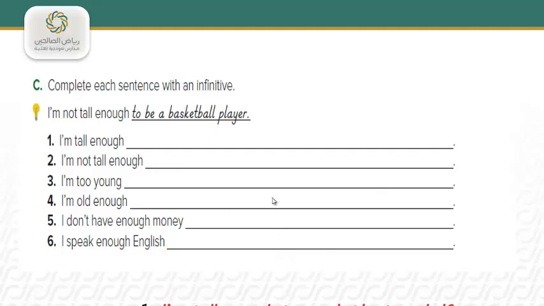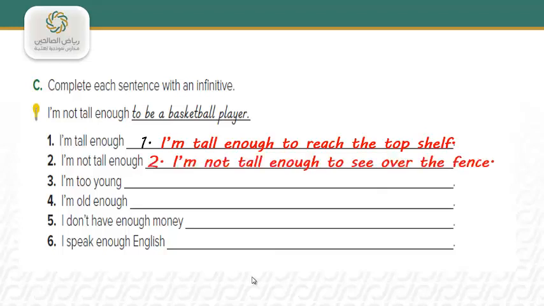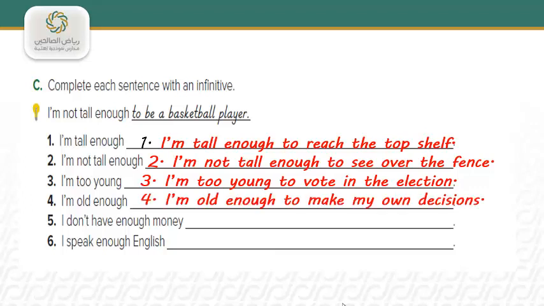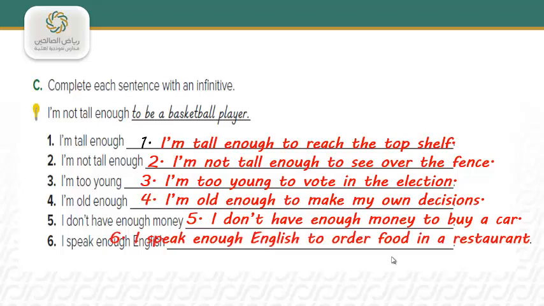So, yes, have a look. I'm tall enough to reach the top shelf. I'm not tall enough to see over the fence. Okay? I'm too young to vote in the election. I'm old enough to make my own decisions. I don't have enough money to buy a car. The point is to use an infinitive phrase, to plus an infinitive.